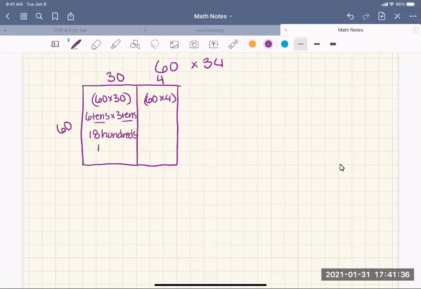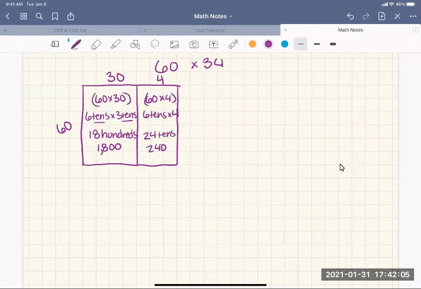Okay, which gives us 1,800. Okay, so then on this side, we're going to do 6 tens times 4. And 6 times 4 is 24. So that would be 24 tens. So that's 240. So tens is going to add 1 zero to the end of our number. Hundreds is going to add 2 zeros to the end of our number.